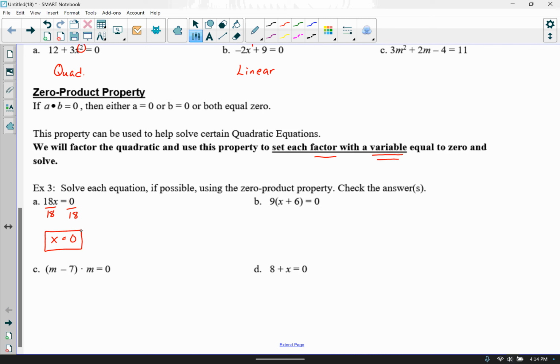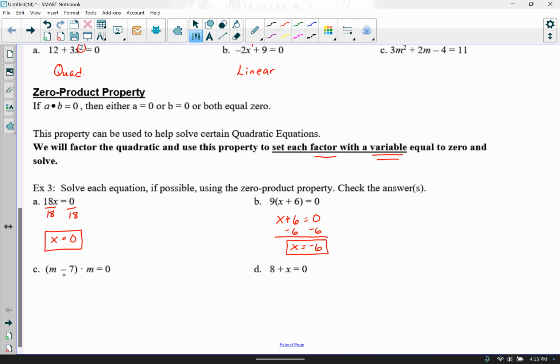Okay. Now coming over to B, this one's already in factored form. This is what I meant by up at the top. It says set each factor with a letter, a variable, equal to 0. 9 is a factor, but it does not have a letter with it. So I don't set 9 equal to 0. I only set x plus 6 equal to 0 and solve for x. Because remember, when you solve equations, you're trying to solve for a letter. If I try to set 9 equal to 0, there's nothing to solve for. So you only set factors with letters equal to 0. So here I set x plus 6 equal to 0, solve for x, pull that 6 over, so x equals -6. Final answer.